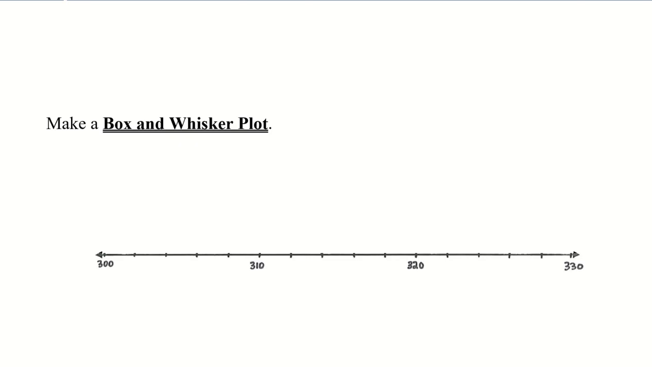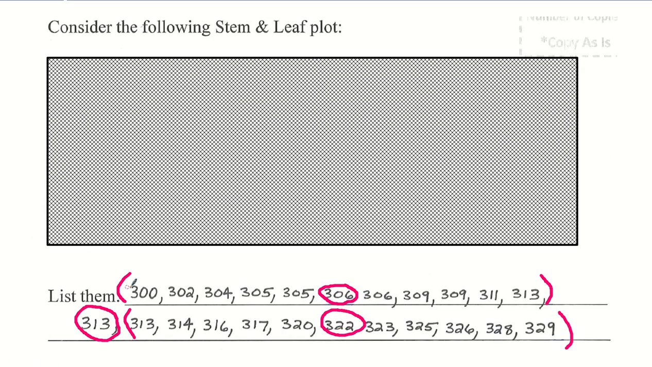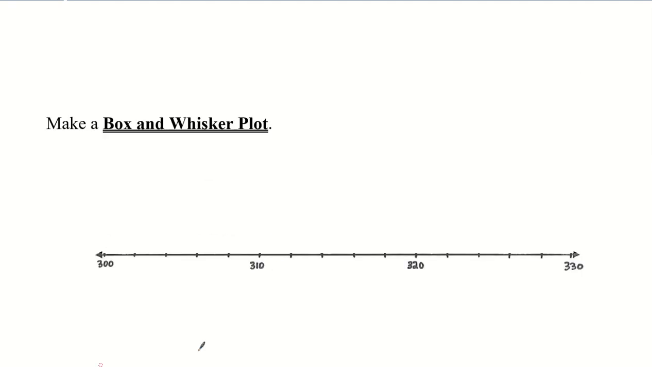So as far as drawing a box and whisker plot, you always need to have a number line. You're going to need all the medians, the overall median, the lower median, the upper median, and you're also going to need the highest and lowest numbers. Okay, so let's see here. Usually I use all the medians first, so 313, 313, 306, 322.